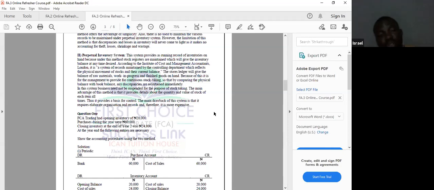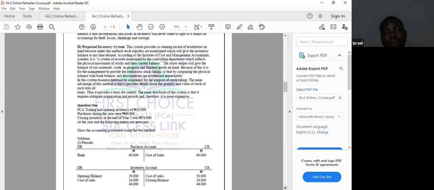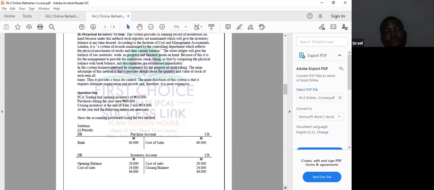So we are asked to show the accounting procedure using the two methods, and the methods we are talking about are both periodic and perpetual. So let's start with periodic first. Under periodic, we have the purchase account, like I said. The opening inventory is 20,000, so we come under the inventory account and put the 20,000 here.